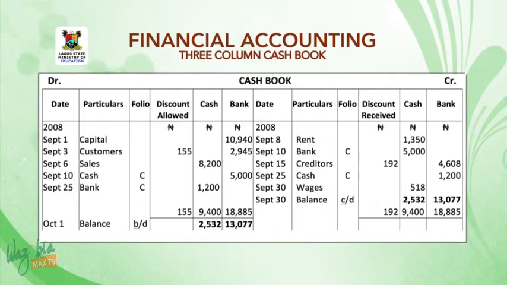The next transaction is on September 8th. We paid rent by cash. Paid rent, money goes out. So you go to the credit side, and under particulars, you write rent. Under cash, you write 1,350 naira.